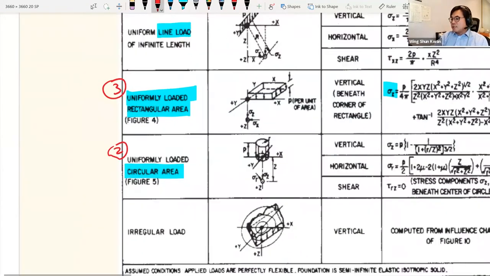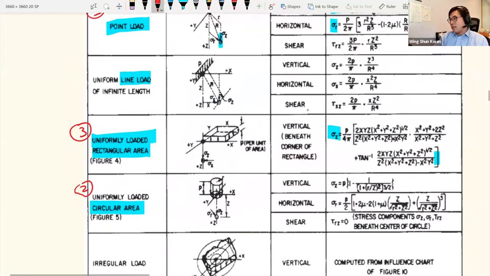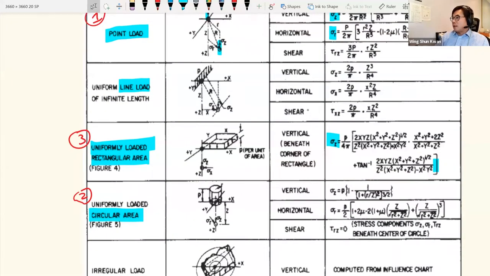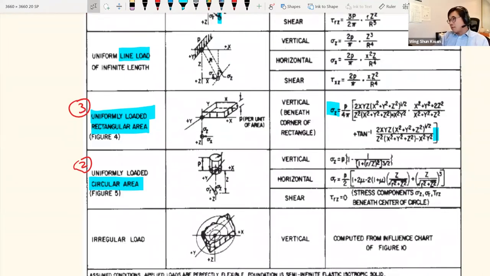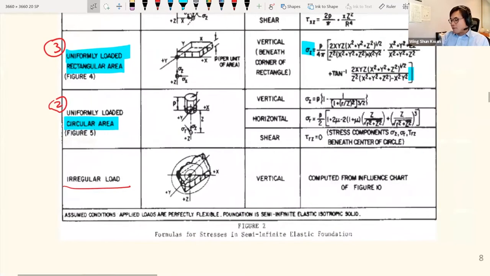But the message here is that because of time constraints, we can only cover three design scenarios, and we cannot go beyond that. I want you to realize there are many more footing geometries. The categorizations here are all based on the footing geometry. Even in real practice, you could have irregular loading, and in that case you don't have closed form solutions. What you need to do is build a computer model to model what you have.